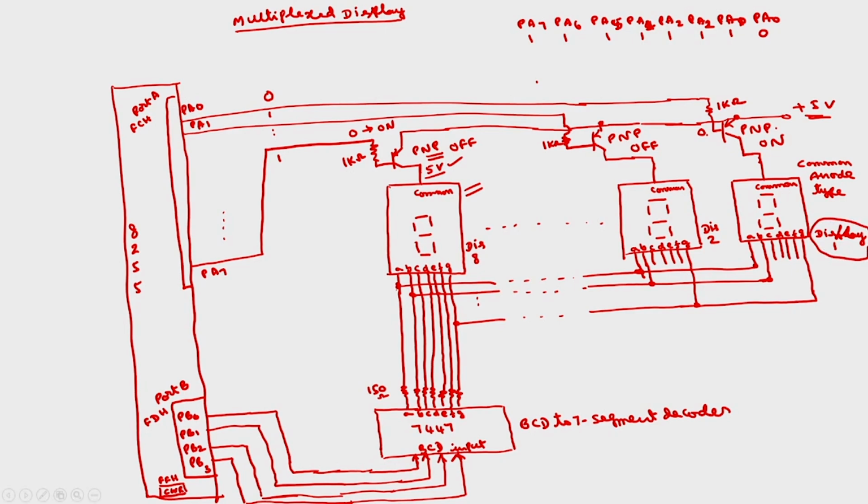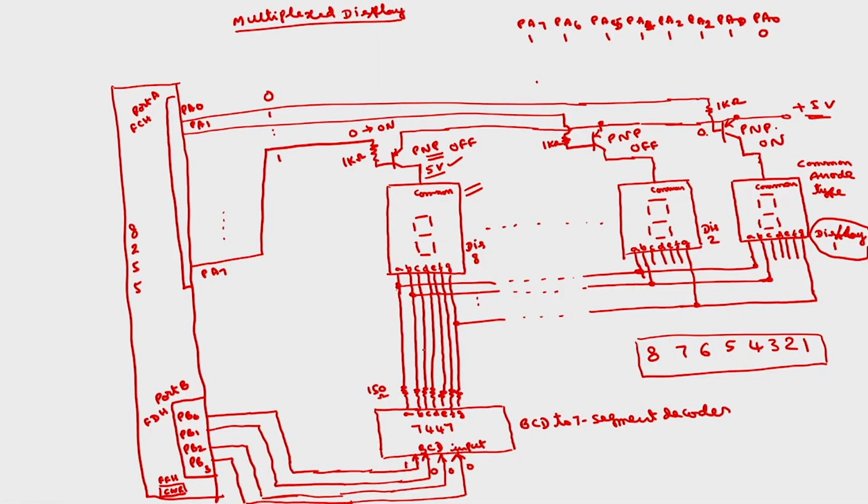Suppose I want to display the digits 1, 2, 3, 4, 5, 6, 7, 8 simultaneously on these 8 seven-segment displays. To display 1, we can send 0, 0, 0, 1, 0, 0, 0, 1, which is the BCD corresponding to 1.